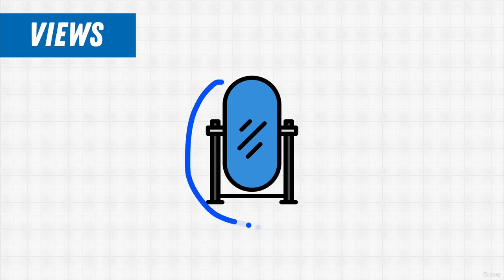Now, over here you see the icon of a mirror. It's the closest thing that I could find to a reference. I could have put a view of a landscape or whatnot, but I liked the analogy of a mirror because when you look at a mirror, you see yourself. Now, that will become clear when I explain to you what a view is.